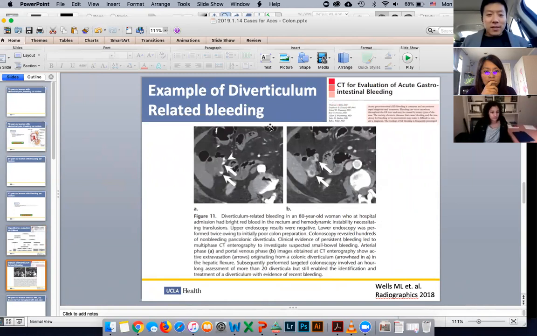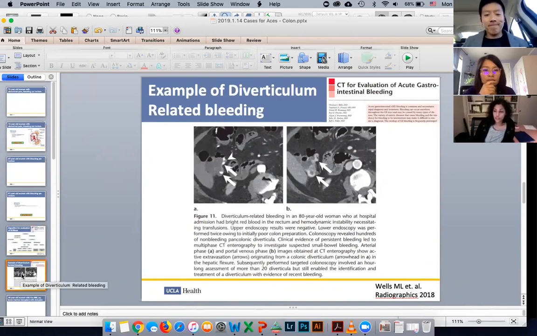And then here's an example of a diverticulum-related bleeding. You can see in arterial and venous phase images, there's a tiny diverticulum indicated by the arrowhead here with some active extrav that increases on the venous phase. So the venous phase is much more sensitive than the arterial phase.